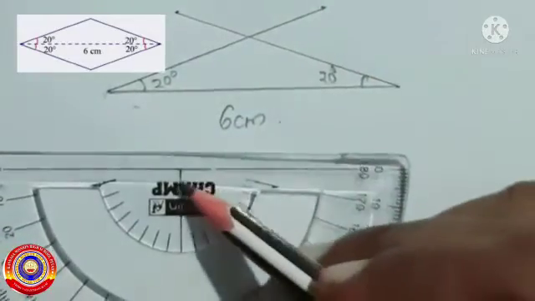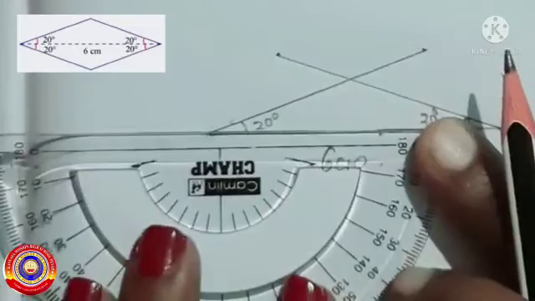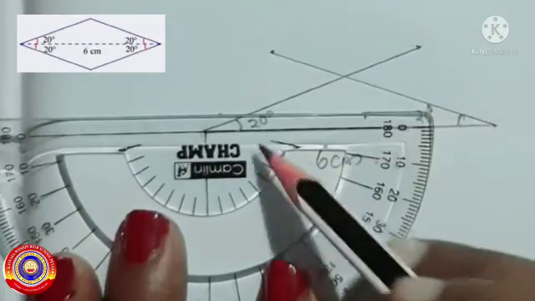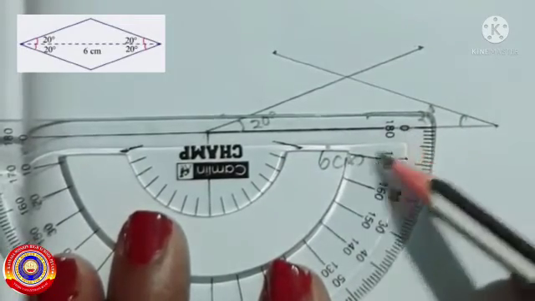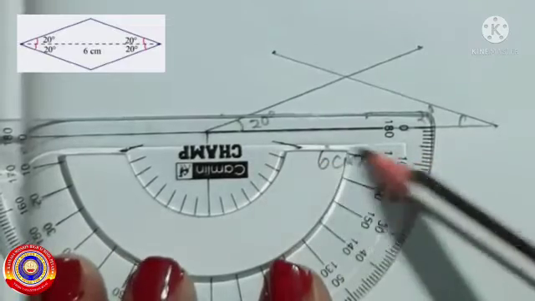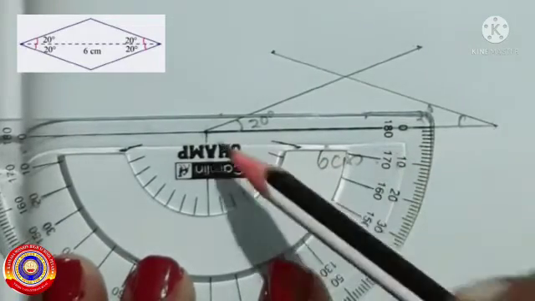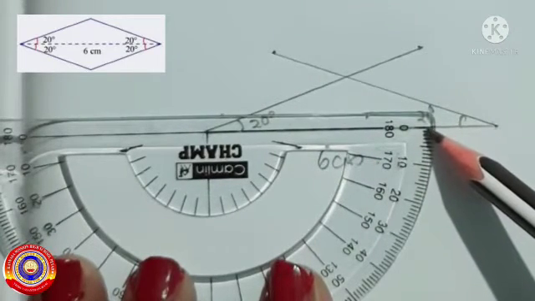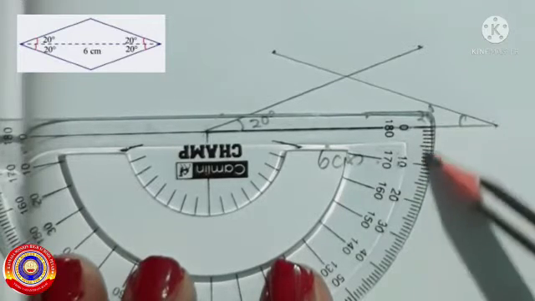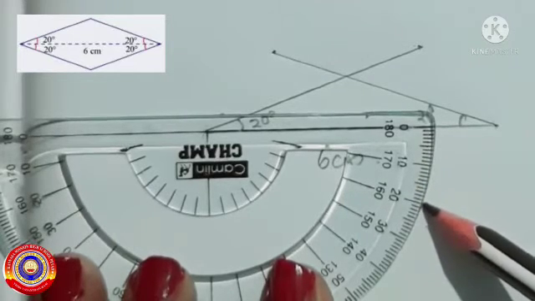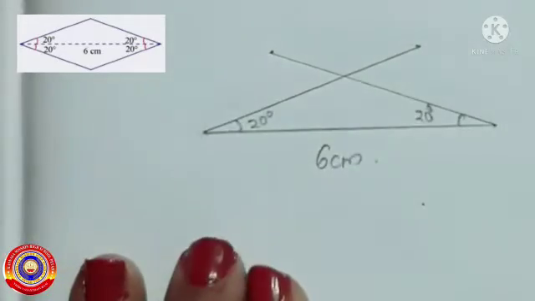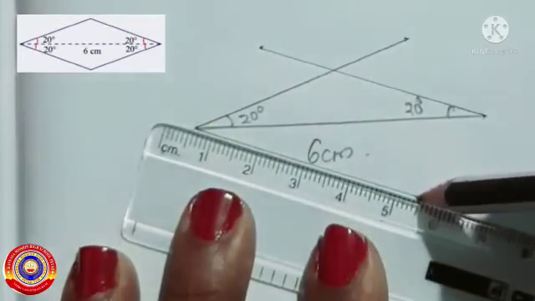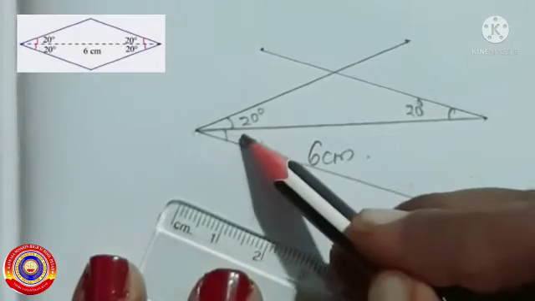Now place the protractor like this and place the protractor's center point on the left end point such that the baseline of the protractor meets the line segment we had drawn. Now draw an angle of measure 20 degrees downwards. From this baseline marked at 0 degree in the outer scale, we have to measure 20 degrees and mark a point at 20 degrees. Now take a ruler and draw a line joining these 2 points. Mark 20 degrees there.